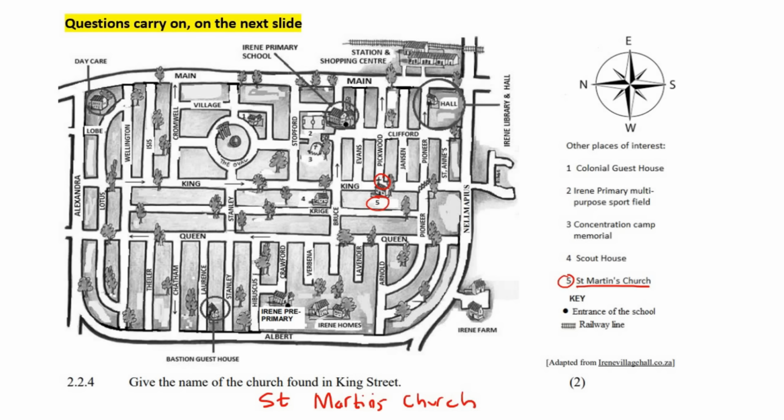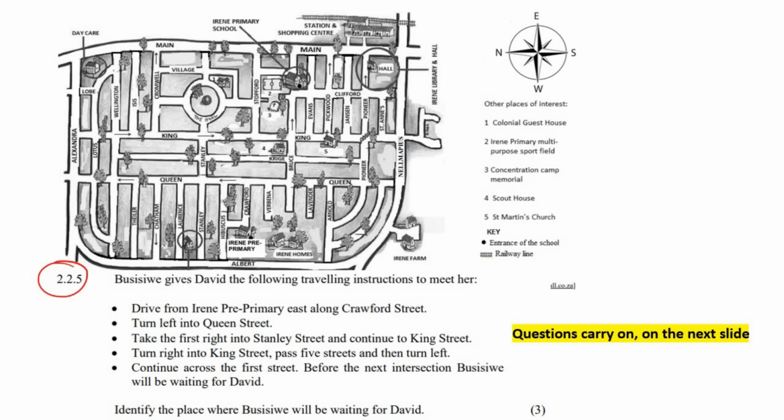All right, so here we've got quite a long question. So it says, Busiswe gives David the following traveling instructions to meet her. They're going on a date. So it says, drive from Irene Pre-Primary. Okay, so Irene, that's Irene Primary School. Is that the same as the pre-primary? Let's just be careful here. Here's Irene Pre-Primary. Okay. So this is a pre-primary school over here.